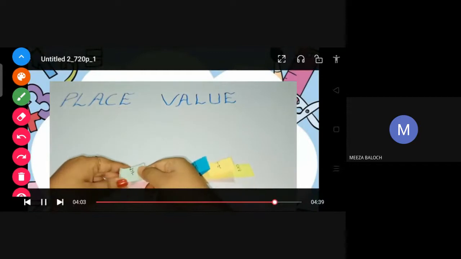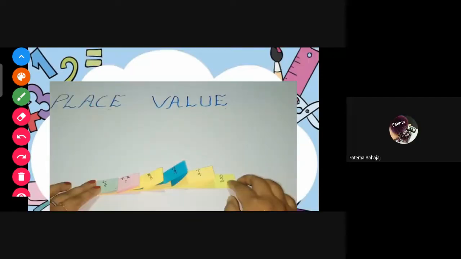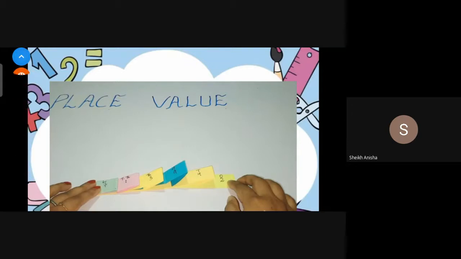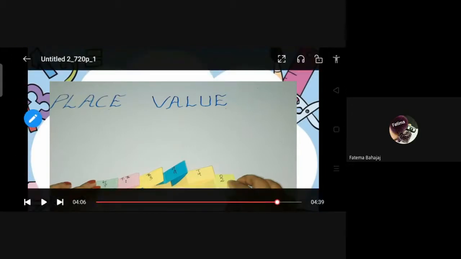So, understood this activity? Whenever you want to make a video, you can explain it like this: this is the number, and if you want to find the place value of this, we can open this strip and we will get its place value, 900. That way you can explain. Understood? This exercise is too easy.